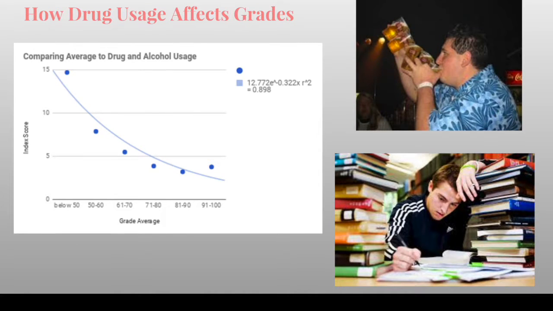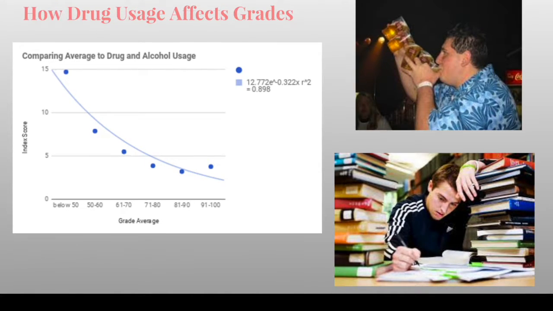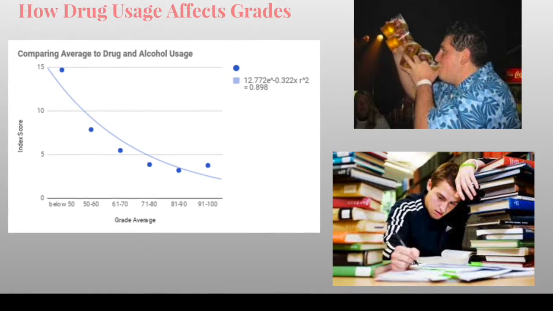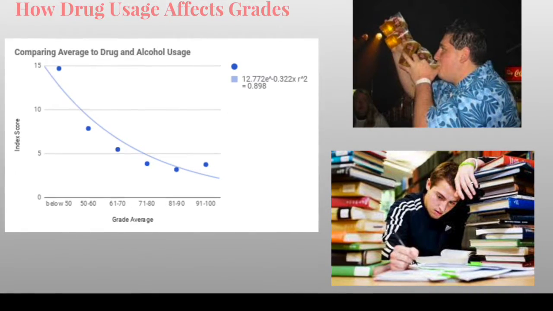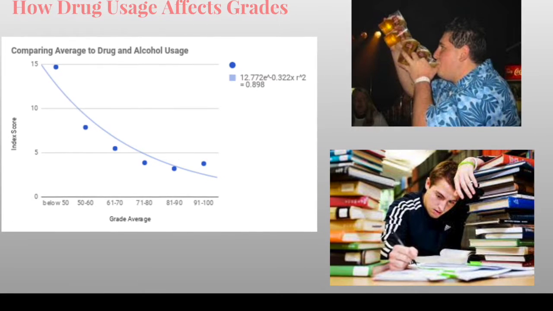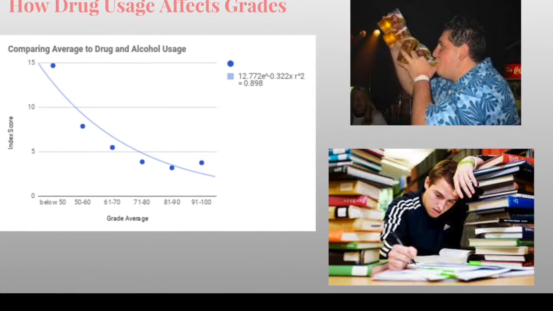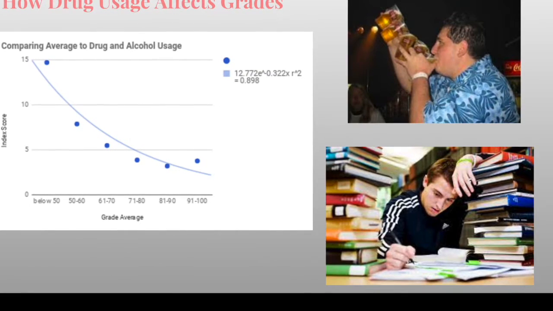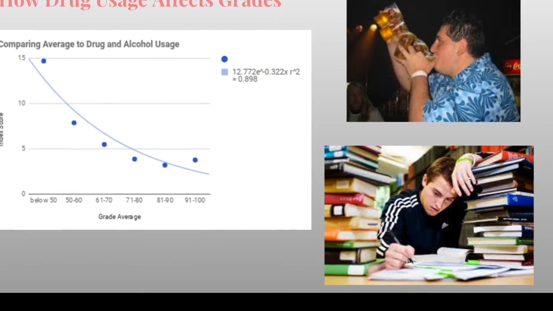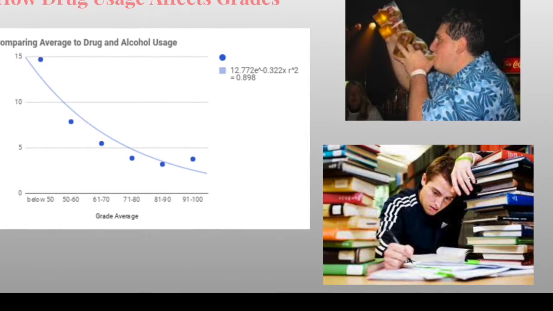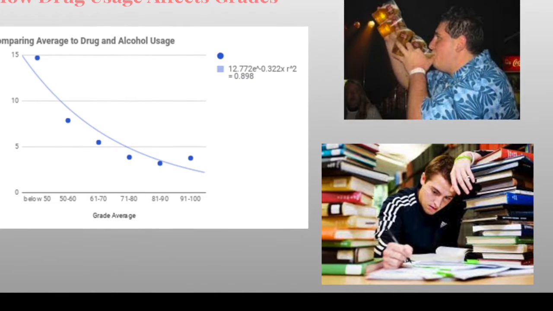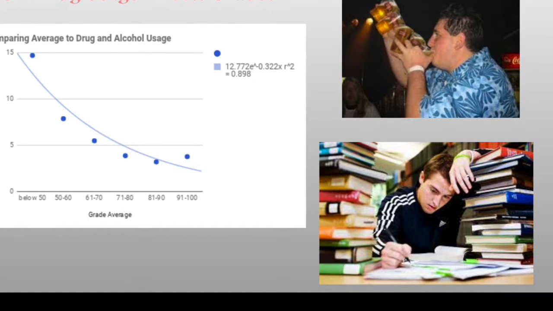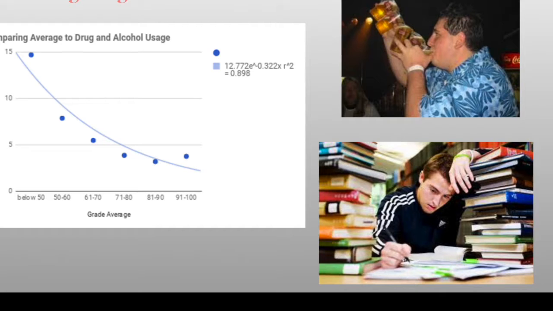By comparing grade average and the drug and alcohol index score, one can see the exponential relationship occurring. The data is skewed to the right, which means as grades increase, drug and alcohol use decreases. This is because students who do better at school tend to spend less time socializing, where most drug and alcohol use occurs. The R2 value is 0.898. This means that the regression line is fairly accurate, as the closer it is to 1, the more accurate it is.